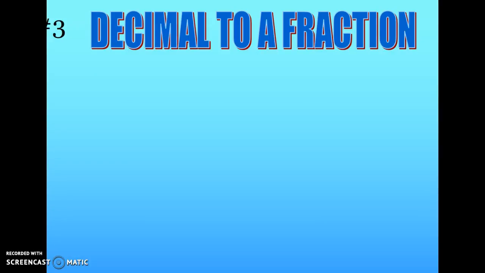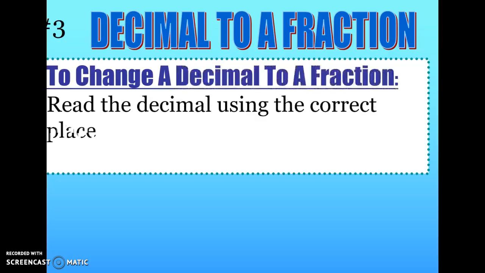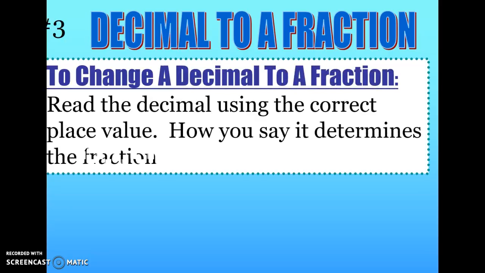So to change a decimal to a fraction, you need to do this. You need to read the decimal using the correct place value. Okay, so how you say the decimal is how you're going to write the fraction. So pause the video now and write down: change a decimal to a fraction. Read the decimal using the correct place value. And place value is what we just talked about. Each number has a specific value based on where it is placed. And how you say it determines the fraction. So pause and write that down.